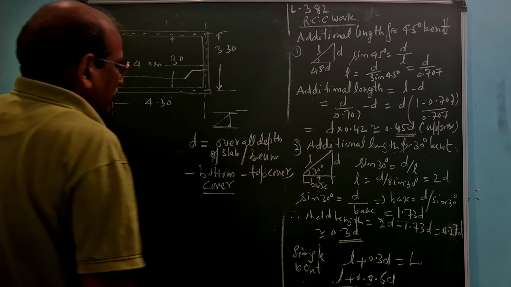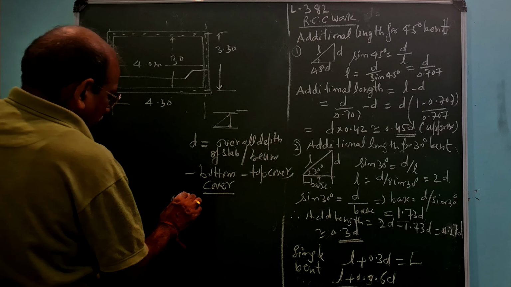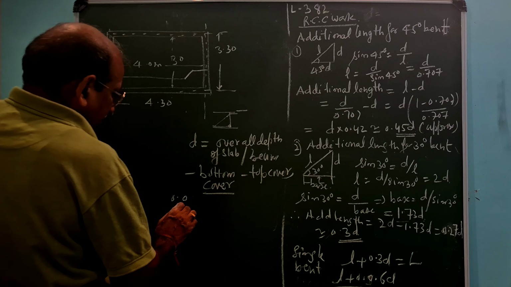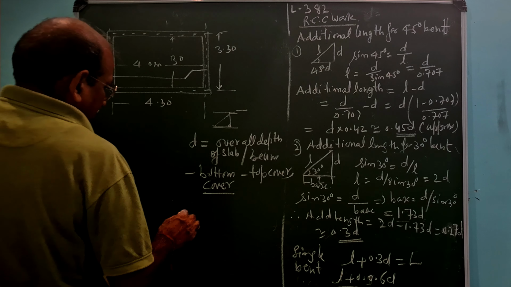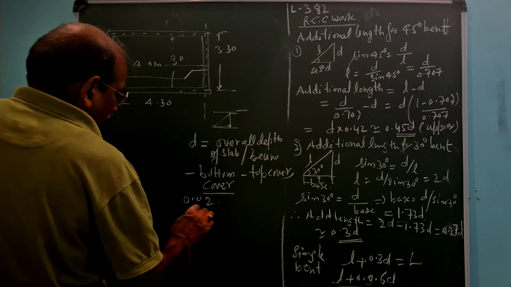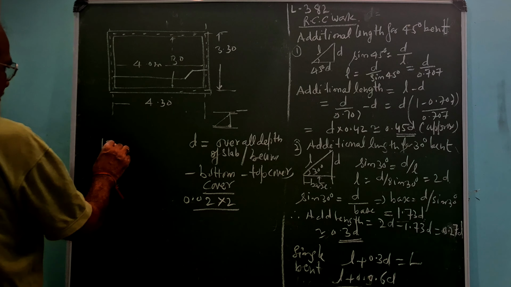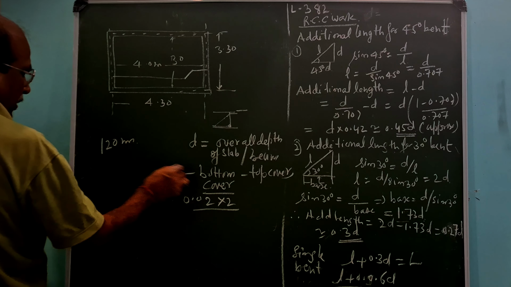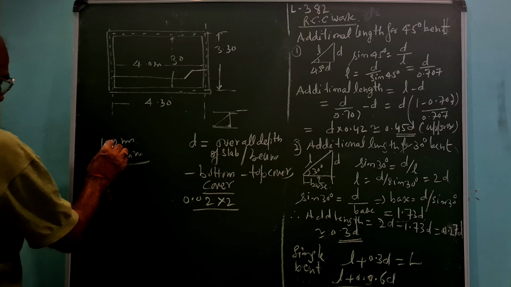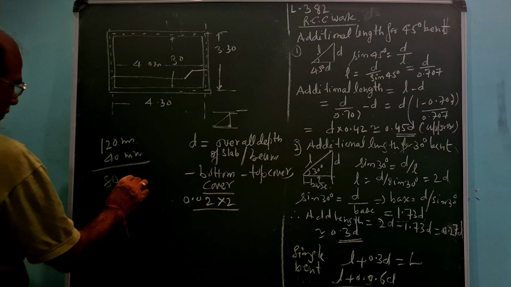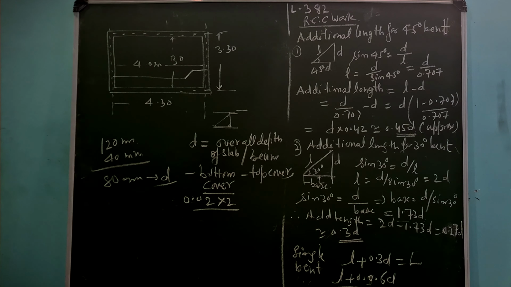Whatever cover you are providing, if it is a 20 mm cover, that is 0.02 into 2. This will be deducted from the overall depth. If suppose the slab is 120 mm and the cover is 20 mm on each side, you deduct 40 mm, so D equals 80 mm. In this way, you have to calculate D.